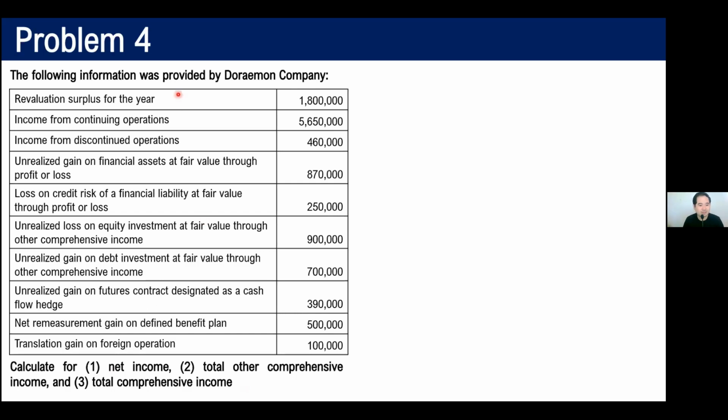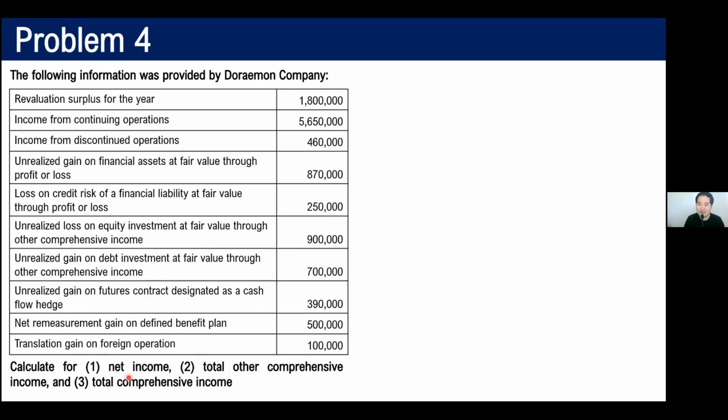Okay. Binigyan kayo ng revaluation surplus, income from continuing operations, income from discontinued operations, unrealized gain on financial assets at FVPL, tapos credit risk at FVPL, tapos unrealized loss on equity investments FVOCI, debt investments FVOCI, unrealized gain on futures contract designated as a cash flow hedge, net remeasurement gain on defined benefit plan, and cumulative translation adjustment. Okay? Pero sinabi naman ng gain, so hindi nyo na kailangang alamin kung naka-debit or credit kasi sinabi naman na gain. So alam na natin credit balance yan.